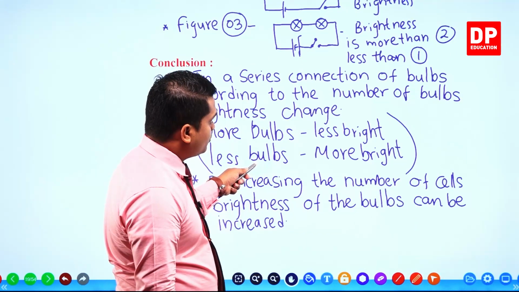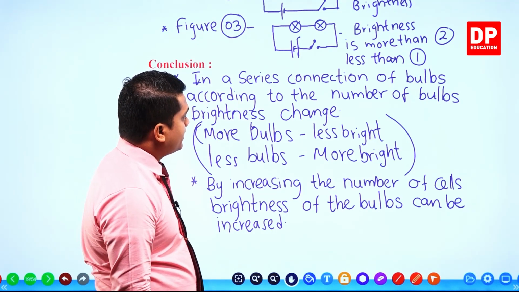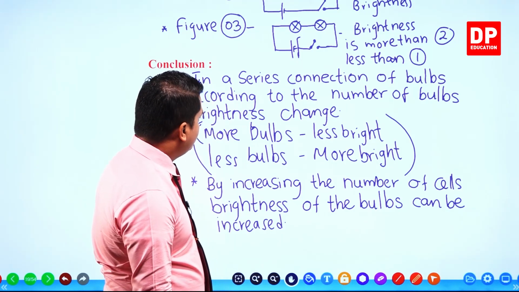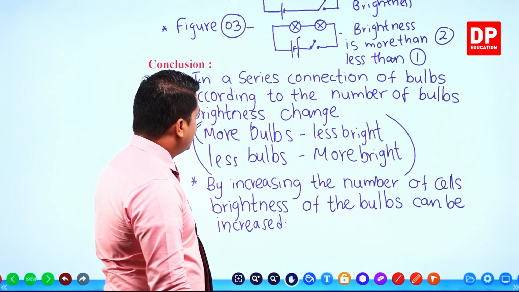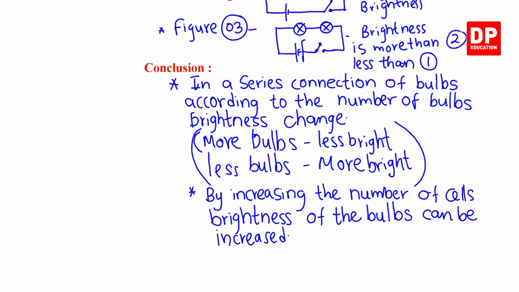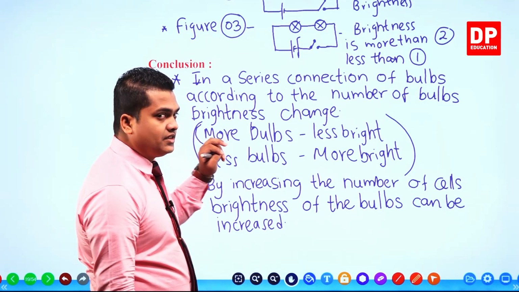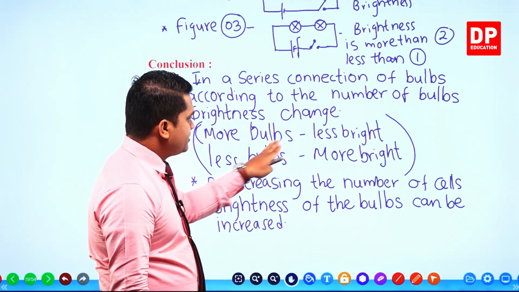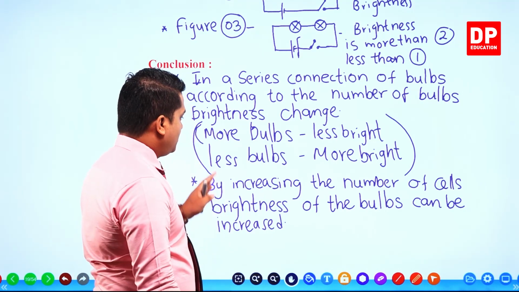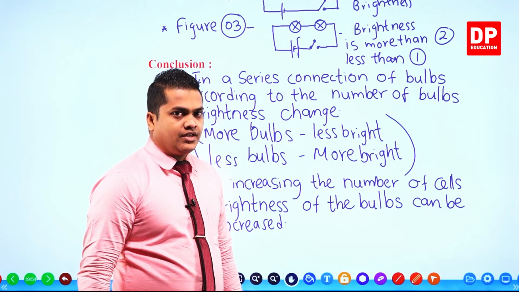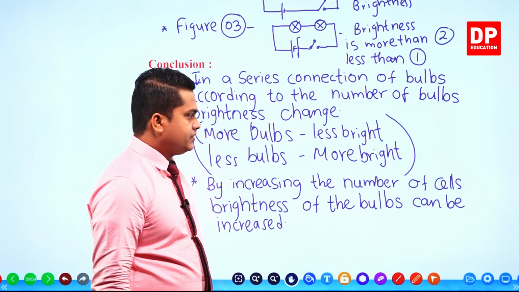So from this activity we came to the conclusion that in a series connection of bulbs, the brightness changes according to the number of bulbs. The explanation given is: more bulbs, less brightness. If there are more bulbs, the brightness is less. Fewer bulbs, more brightness.